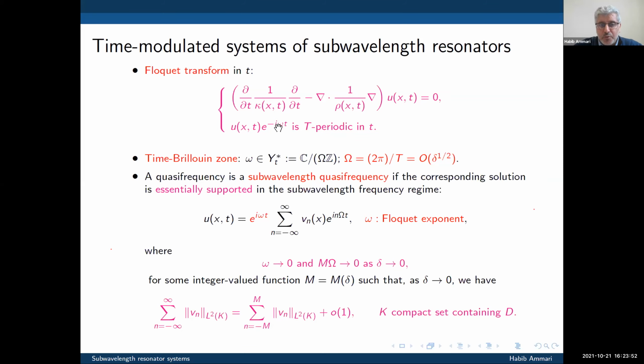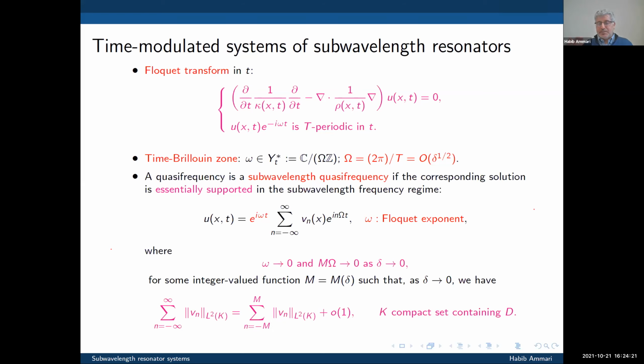Because if you add to omega any multiple of this guy, if there is a non-trivial solution to this equation with omega, this would be a non-trivial solution with omega plus n omega. So there is kind of folding. So it does not make any sense to look at subwavelength quasi-frequencies in this Brillouin zone, because you can get any quasi-frequencies into the subwavelength regime.